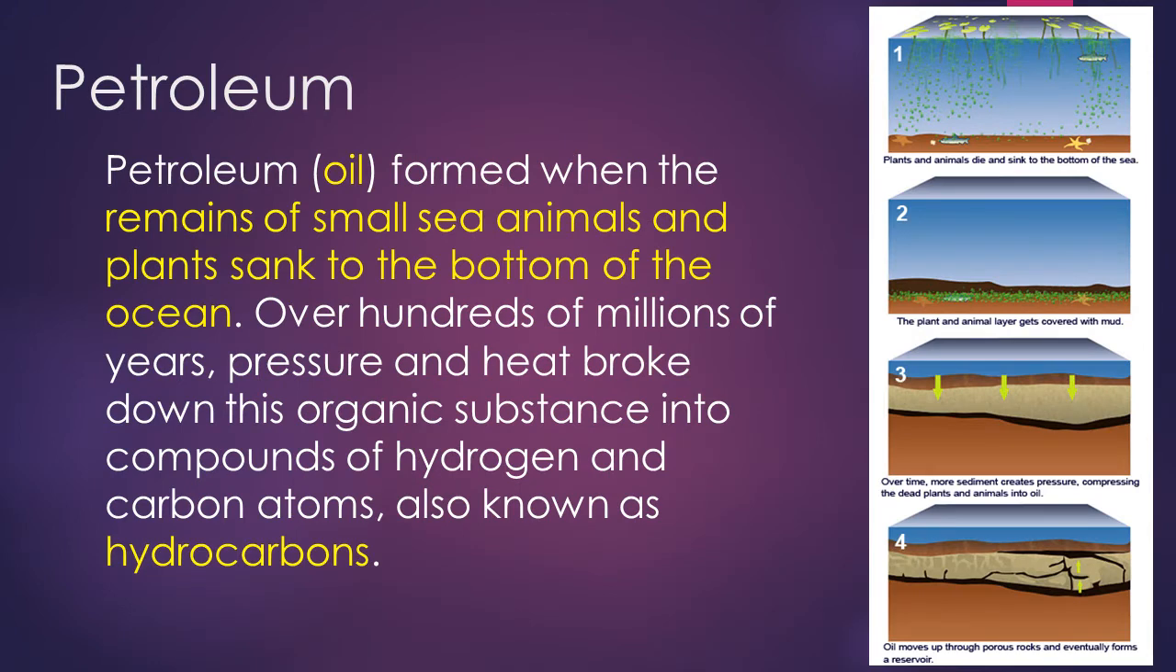Next, petroleum. Petroleum or oil is formed when the remains of small sea animals and plants sank to the bottom of the ocean. Over the next hundreds of millions of years, pressure and heat broke down this organic, once living substance into compounds of hydrogen and carbon atoms. We call these hydrocarbons. So again, this organic substance from the animals and the plants was broken down into hydrocarbons.